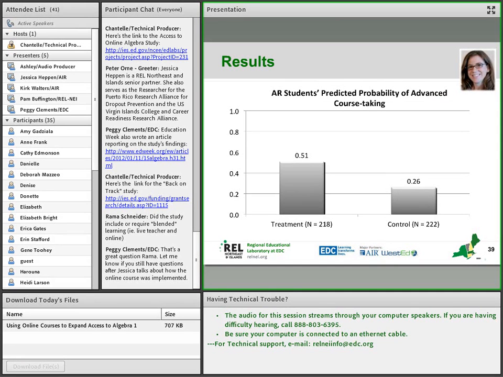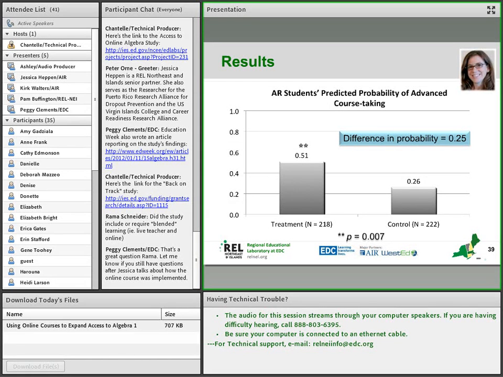The next slide shows the results of our course-taking analysis. It shows that algebra-ready students from treatment schools, when they went to high school, had about a 51% chance of participating in advanced courses versus a 26% chance for algebra-ready students from control schools. And this means that algebra-ready students from treatment schools were nearly twice as likely to participate in an advanced course sequence as algebra-ready students from control schools.